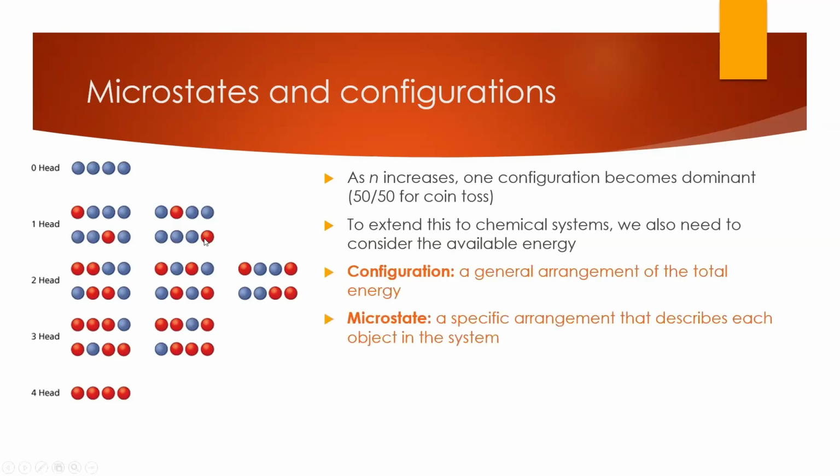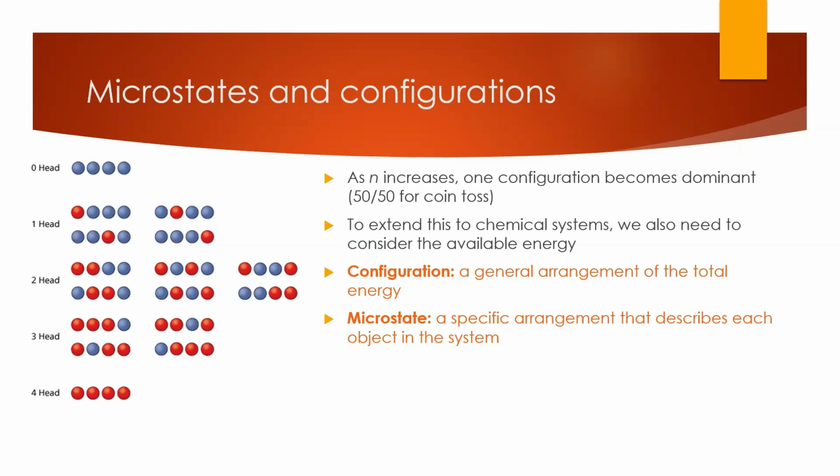The configuration here is the arrangement. So here for 2 heads, the 2 heads configuration is 2 heads and 2 tails. Each of these possibilities here is a microstate. In molecular systems, just like in things like coin flips, we often don't really care about the microstate and are more interested in the overall configuration.